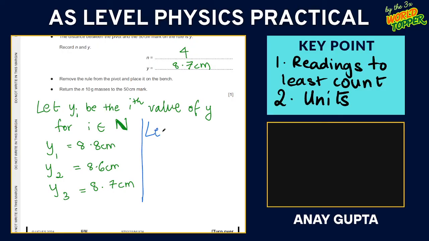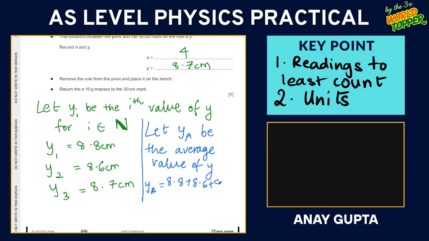I would say let y_a be the average value of y. So how do I calculate the average? I simply take the mean of y1, y2 and y3. So that would be 8.8 plus 8.6 plus 8.7, divided by 3. If I put that into my calculator, I get 8.7 centimeters. And that is how I get my value of y equals 8.7 centimeters.